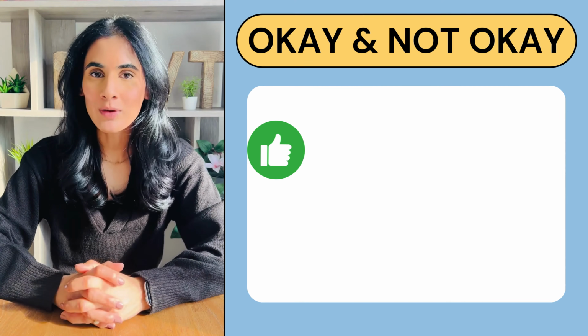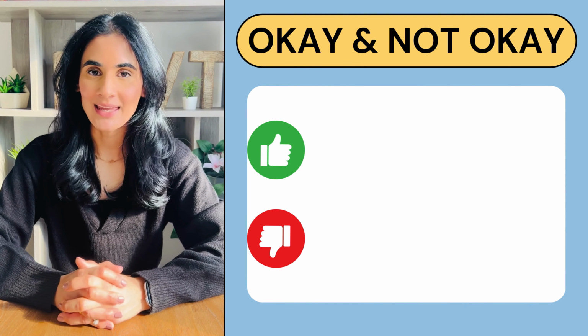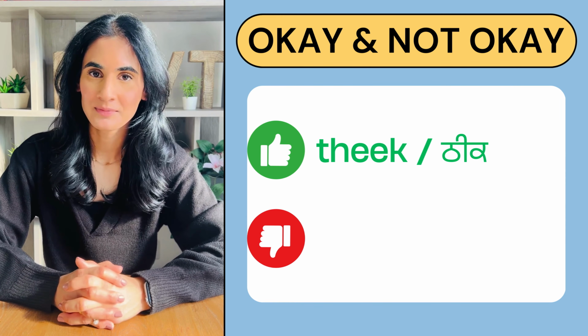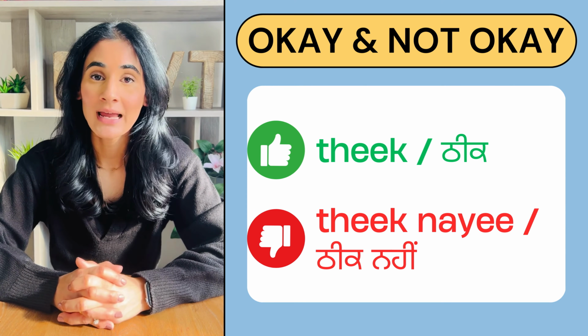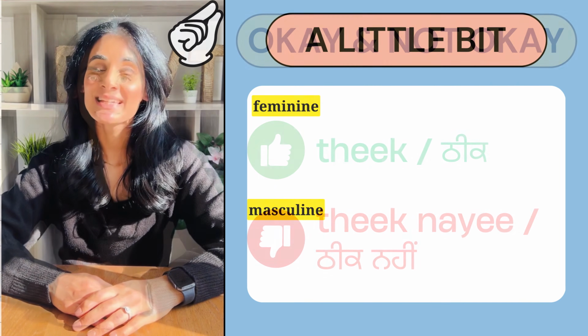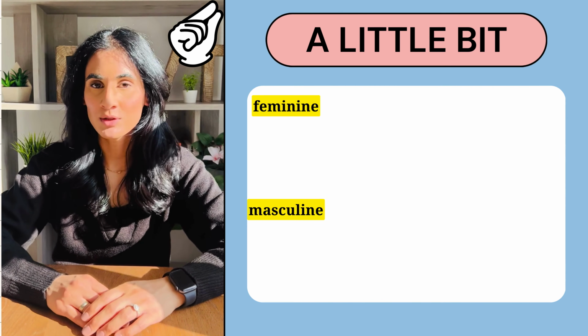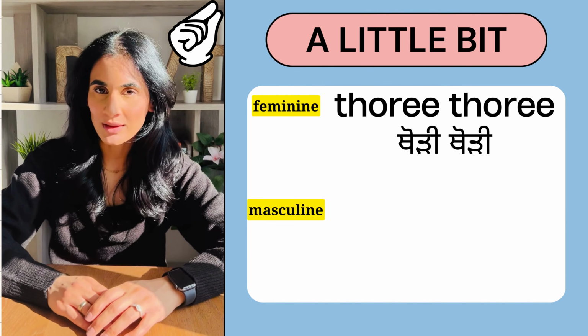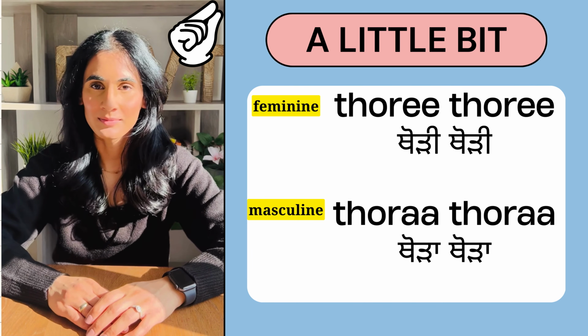Next is okay and not okay. Okay is theek. Not okay is theek nahi or nahi theek. Next is a little bit. So this depends on what is being spoken about. For feminine, it would be thodi thodi. For masculine, it's thoda thoda.